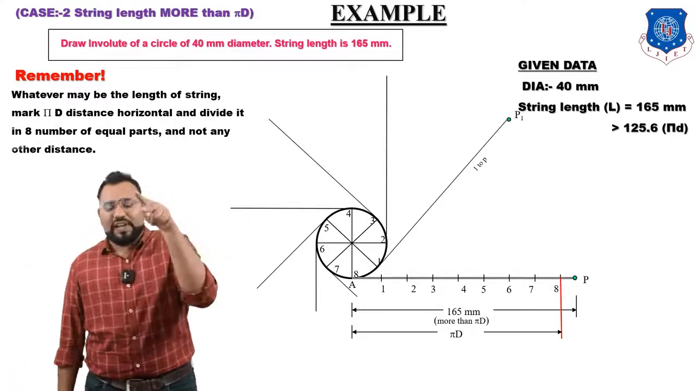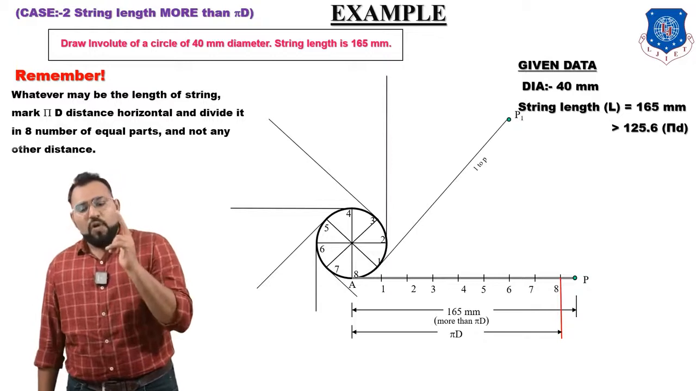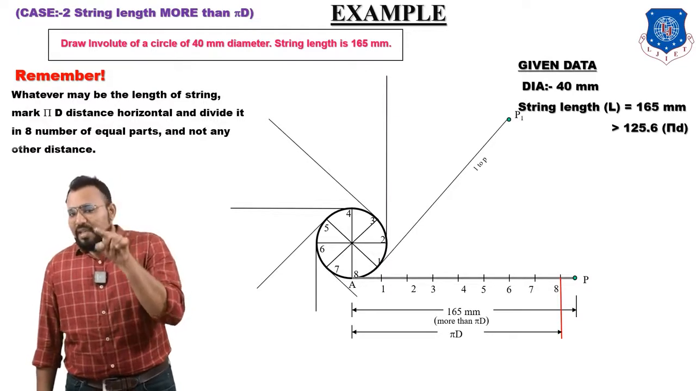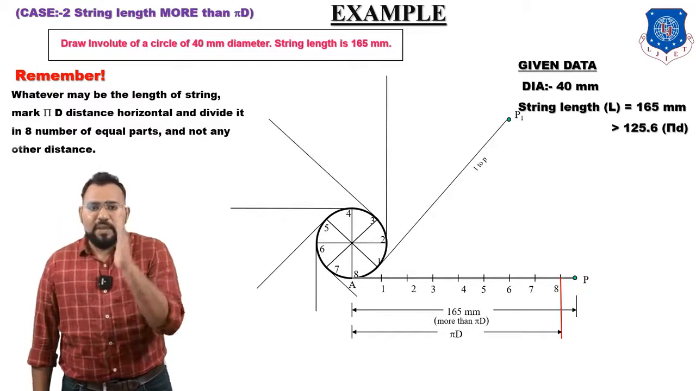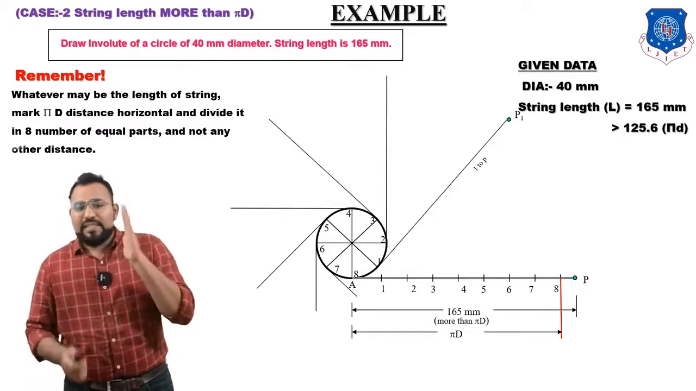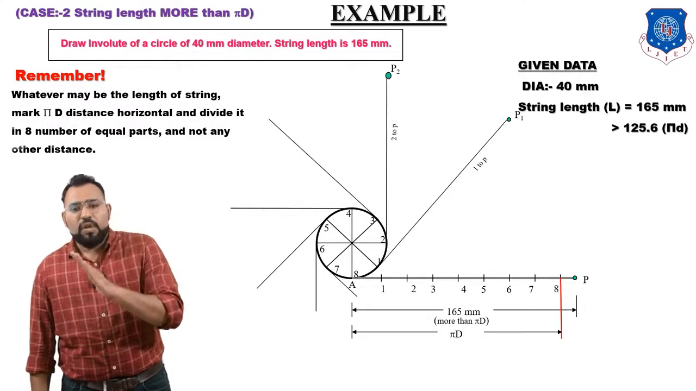Now come on to the circle and see point 2 on the circle. With 2 as a center, put an arc on the tangent which is coming from point 2 with a distance of 2 to P. So whenever it intersects, it will be point P2.